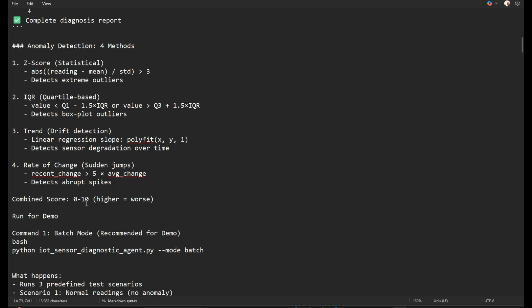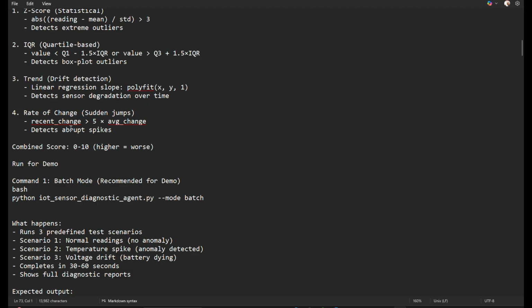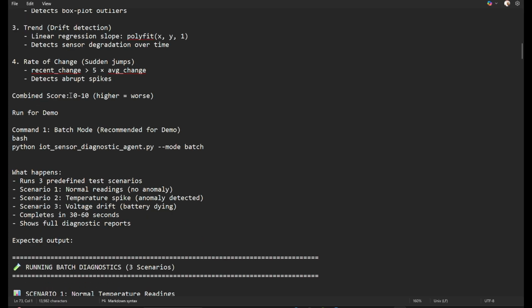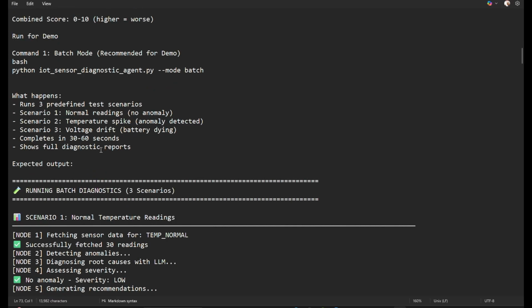For the four-method anomaly detection: Z-score is for extreme outlier detection, a very important statistical approach for finding anomalies. IQR is quartile-based, where we take the difference of the third quartile, which is 75%, minus the first quartile, which is 25%, for box plot outliers. Then trend drift, that is drift detection using linear regression, and rate of change for a sudden jump in any data. The combined score is between 0 and 10, and if it is higher, it means it is worse. Now we can run this code in two ways. One is batch mode, and another is fetching the sensor data every 2 seconds. That also we can do.